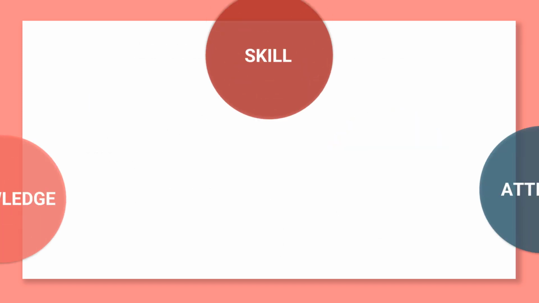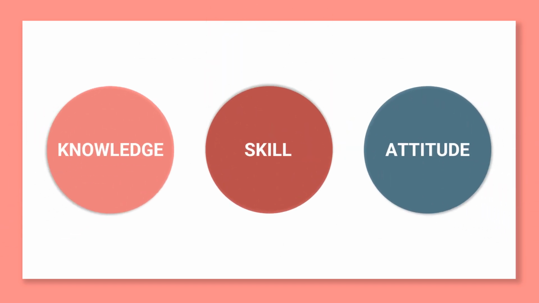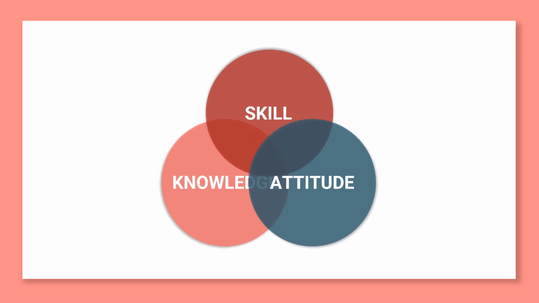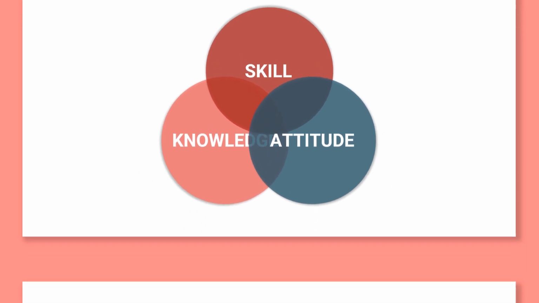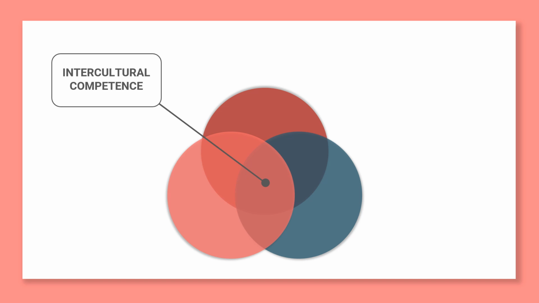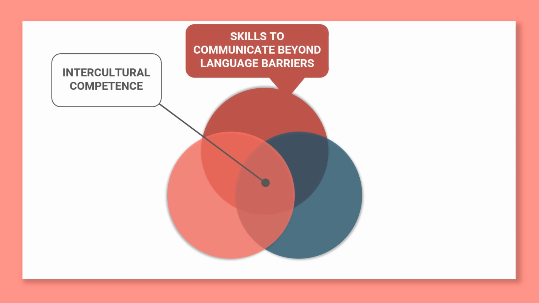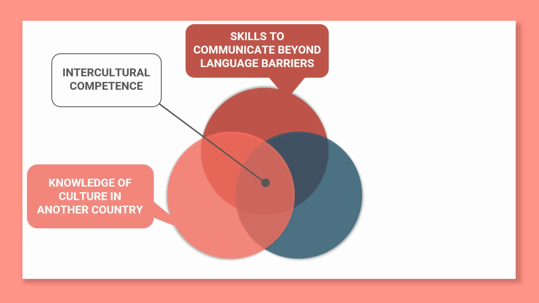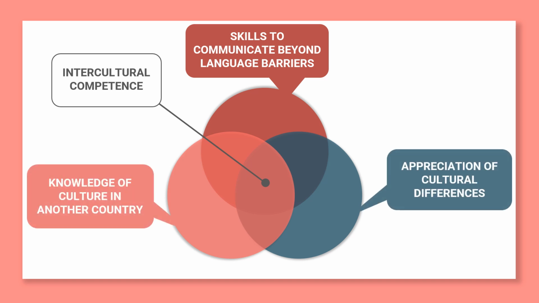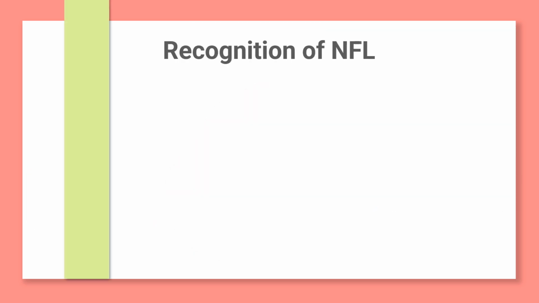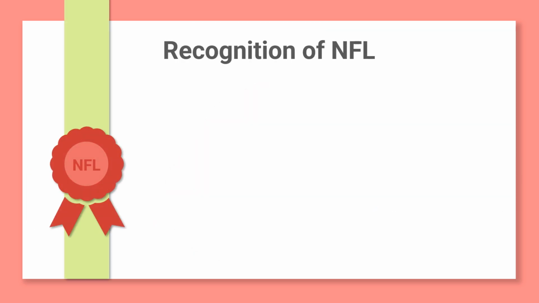None of these can be considered a competence by itself, but the combination of the 3 helps acquire competence in a certain area. For example, intercultural competence can be developed when you have acquired the skills to communicate beyond language barriers, you have knowledge of culture in another country, and an appreciation of cultural differences. This model shows how the 3 types of learning outcomes can influence each other and how they are mutually important in developing competence. As we have determined, the learning outcomes of non-formal education are usually not graded or assessed.